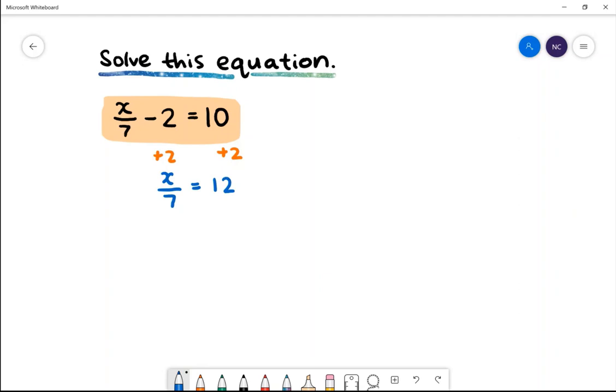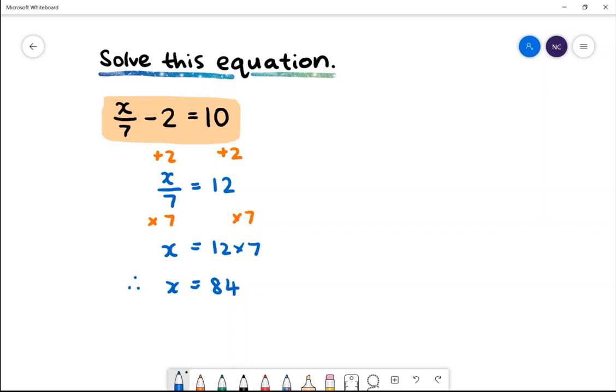Okay, at the moment, we have x divided by 7. So the inverse of divided by 7 is multiplied by 7. So x divided by 7 multiplied by 7 will leave us with just x on the left-hand side. 12 multiplied by 7 will give us 84.